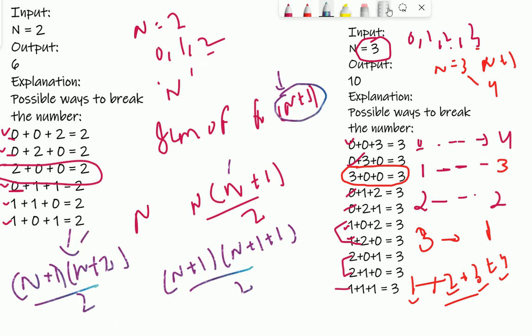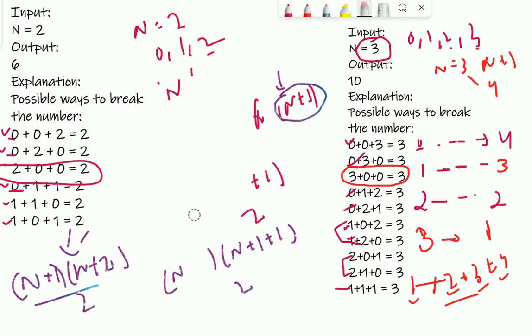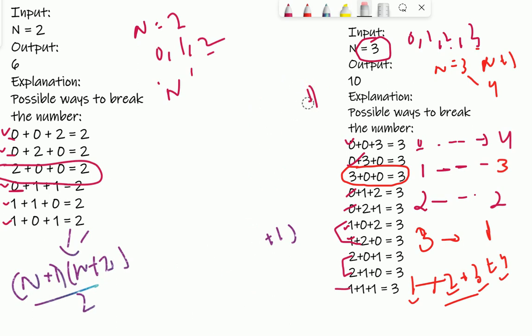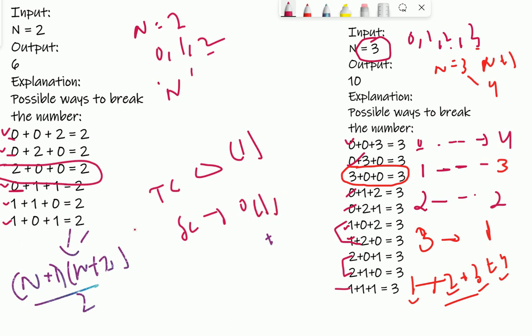And if we talk about the time complexity, it takes only order of one time complexity. And here we cannot use any extra space also. So order of one time complexity and space complexity also order of one. So let's code this problem.